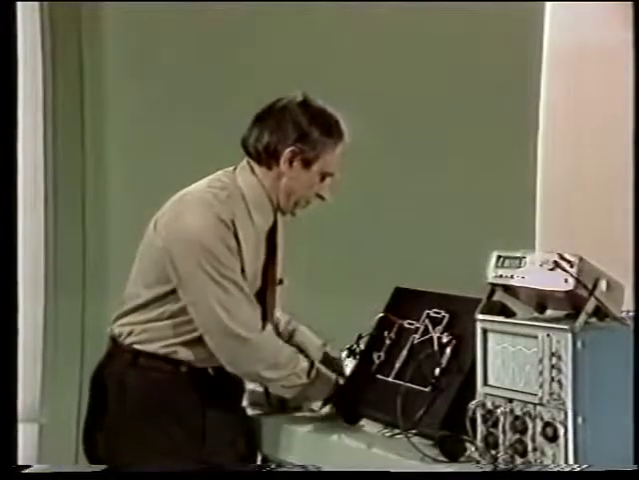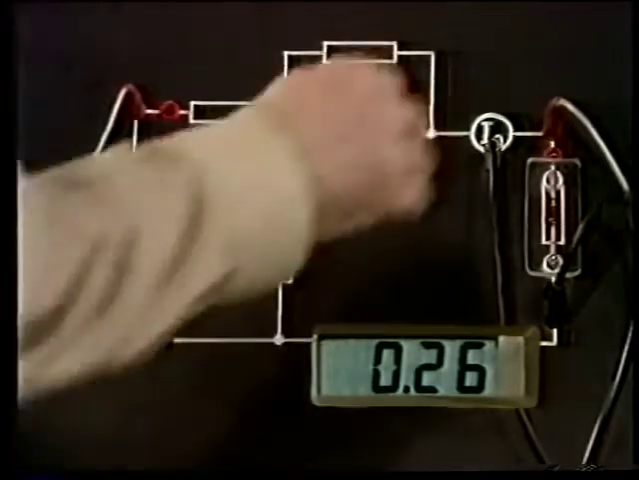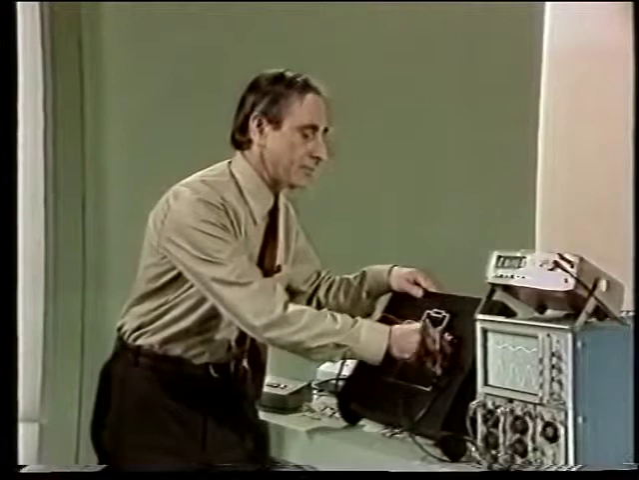Now I'll try 1 kilo ohm. Now the current has settled to about 0.27. So the gain, 0.26 in fact is settled to, yes, so the gain is 2.6. Well, what about 10 kilo ohms?